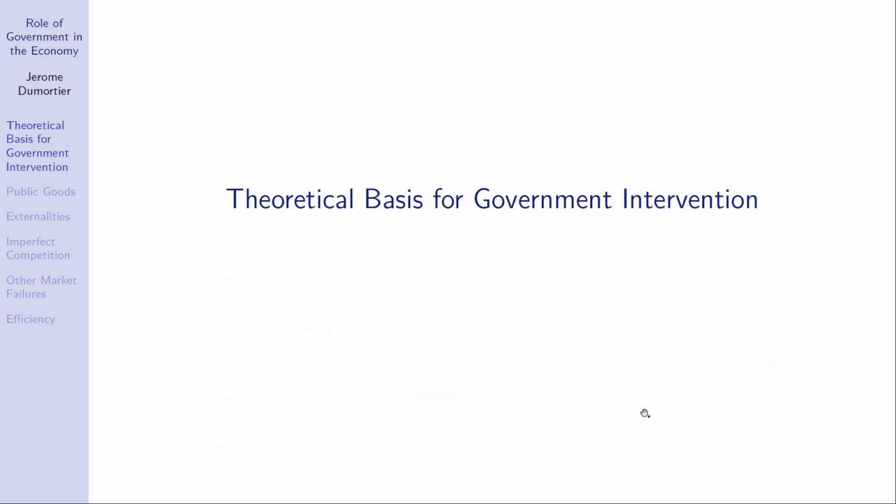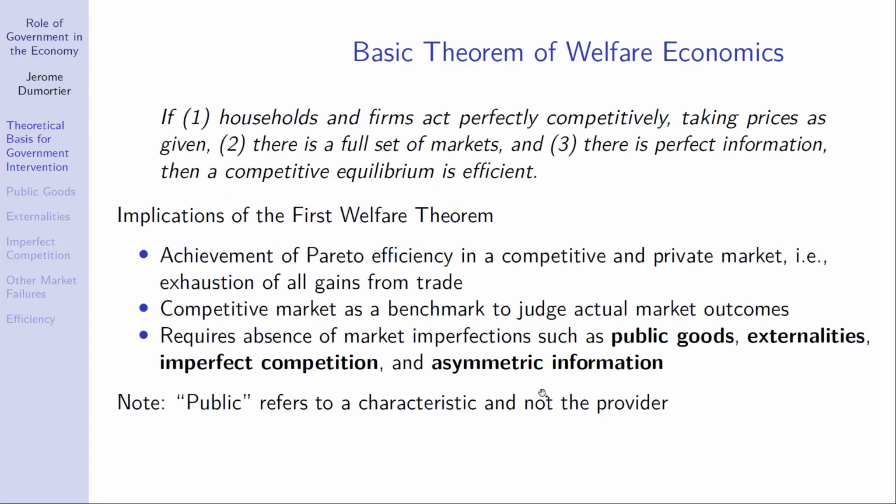Now, let us have a look at the theoretical basis for government intervention. Before we do this, we need to talk about what is called the basic theorem of welfare economics. What it says is that if households and firms are perfectly competitive, taking prices as given, there is a full set of markets, and there is perfect information, then a competitive equilibrium is sufficient. Basically, what it means is that if we have a market economy that is perfectly competitive, then the outcome of this market economy is going to be efficient.